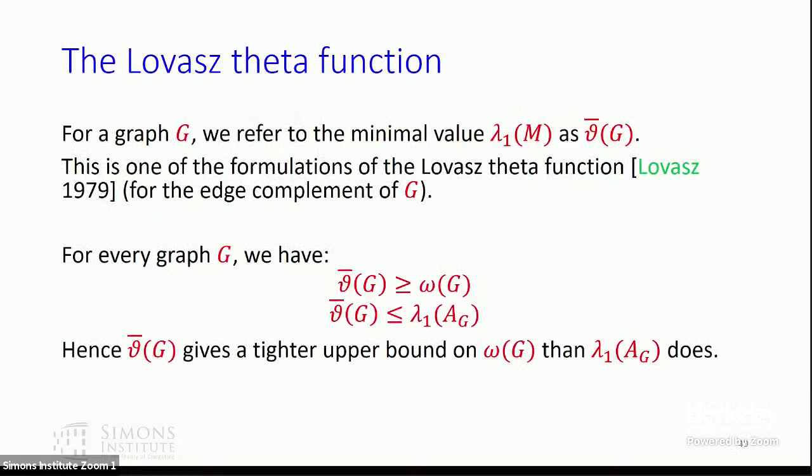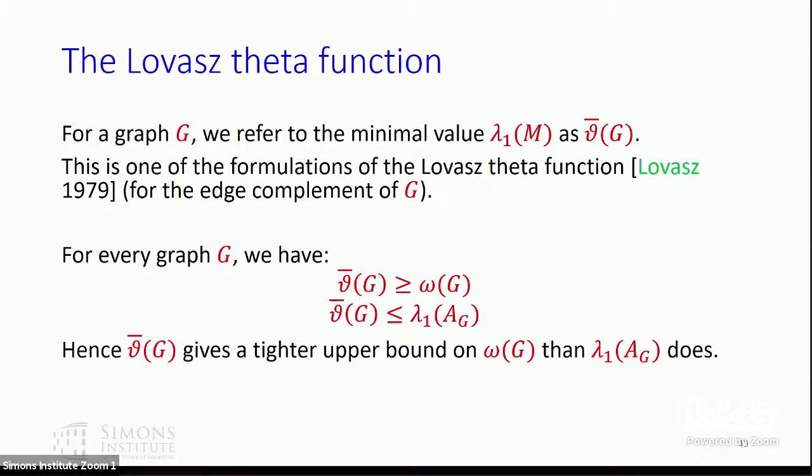Okay, so this quantity is very much related to the Lovász theta function. So we'll refer to this value, lambda1 of this matrix M, as theta bar of G. So not theta of G. Why? Because it's really the complement of the theta function of Lovász, for those who know of this function. So the Lovász theta function has many, many formulations. And this is one of them for the edge complement of G, for the complement graph. So we'll call it theta bar, this quantity.